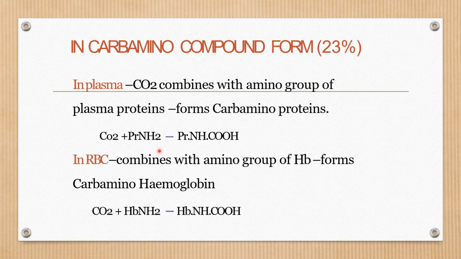So this is the reaction, which is much less significant because the quantity of proteins is only 1/4 that of hemoglobin. But in RBC, it combines with the amino group of Hb, forming carbaminohemoglobin. So this is the reaction. This is a reversible reaction that occurs with a loose bond, so that CO2 is easily released into the alveoli, where PCO2 is lower than that in the tissues.